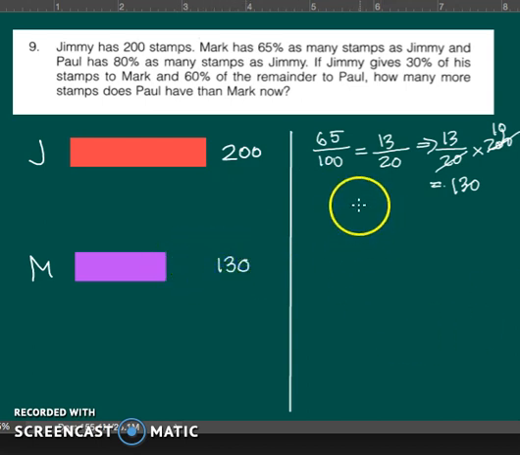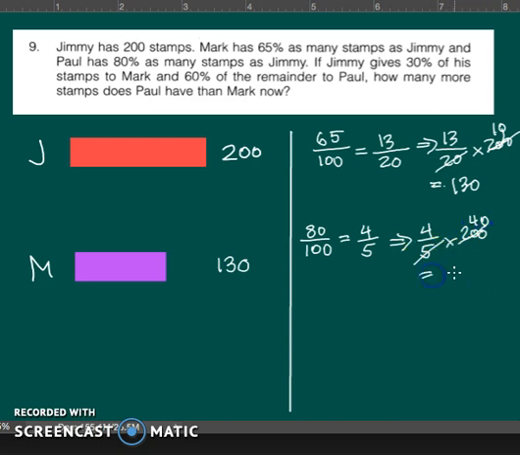Paul has 80% as many stamps as Jimmy. 80 over 100 is how we express 80% as a fraction. Simplifies to 4 over 5, so 4 over 5 times 200 becomes 40, so the answer is 160. Paul has 160 stamps.